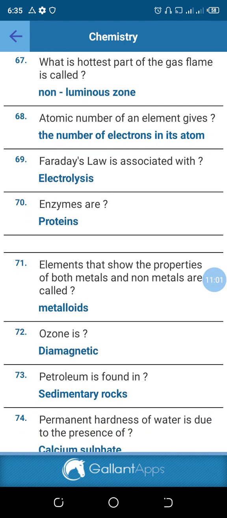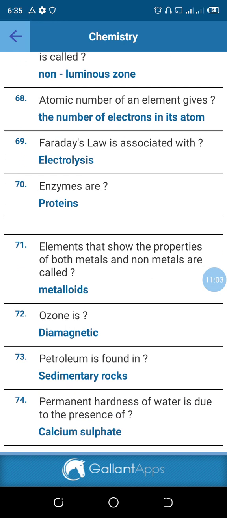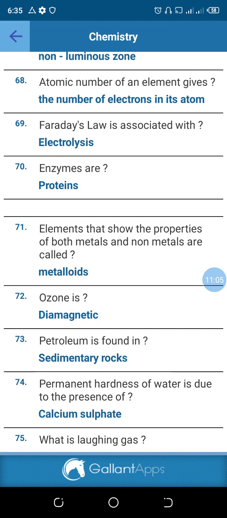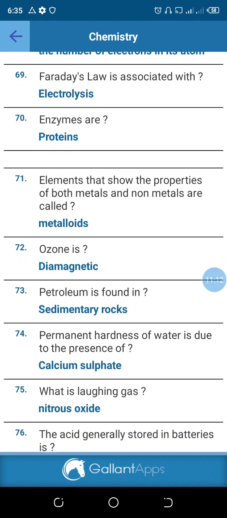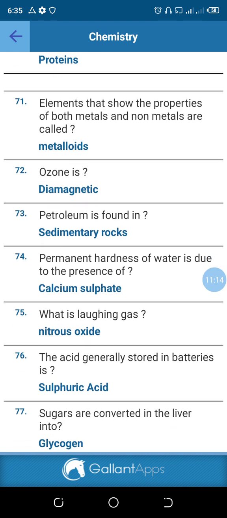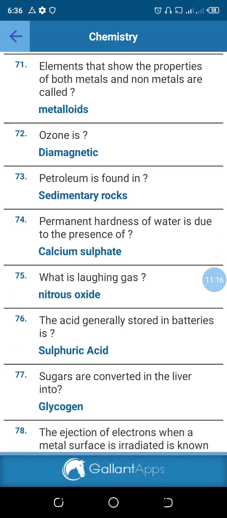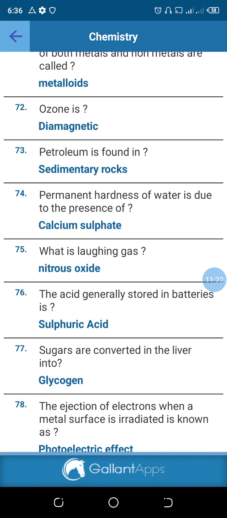Non-luminous zone. Atomic number of an element gives the number of electrons in its atom. Faraday's law is associated with electrolysis. Enzymes are proteins. Elements that show the properties of both metals and non-metals are called metalloids. Ozone is diamagnetic.